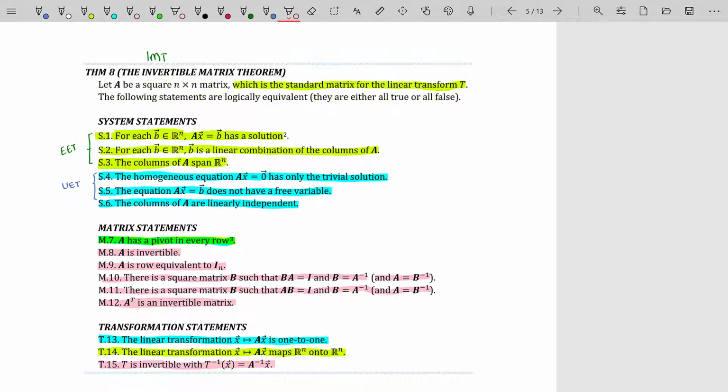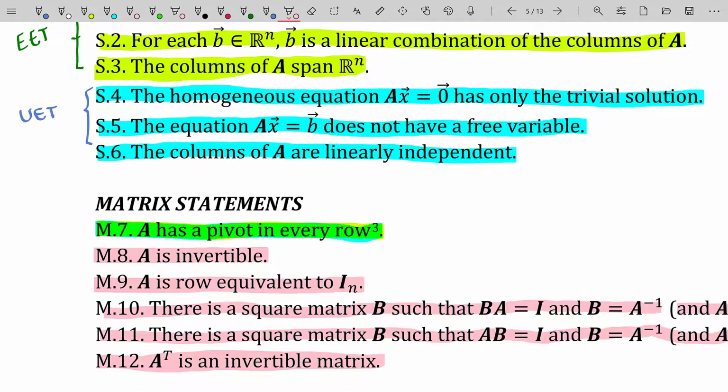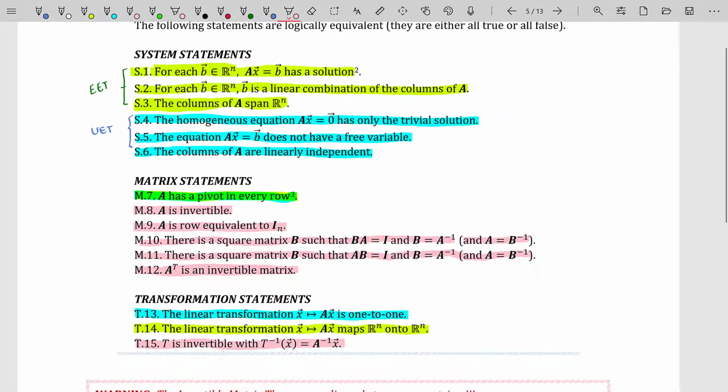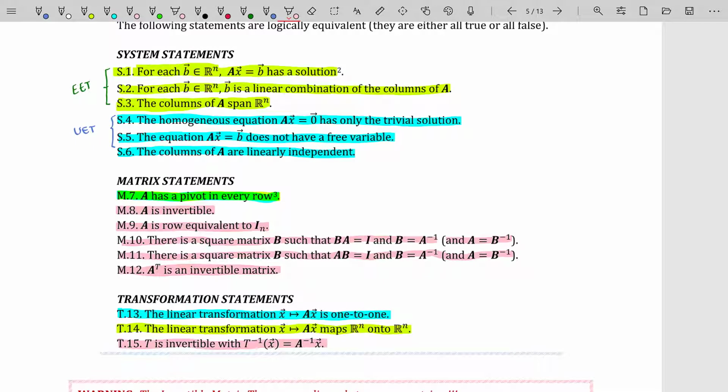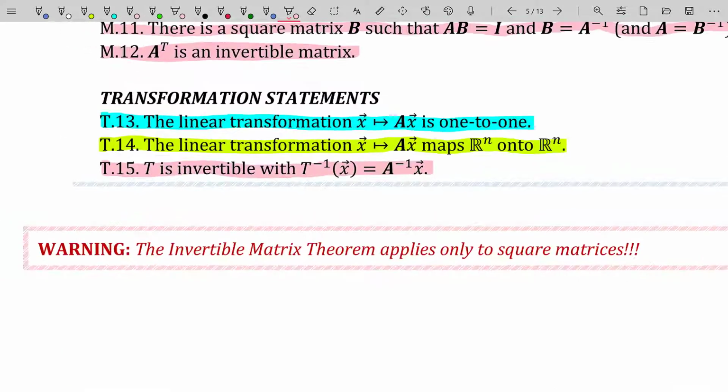Everything in yellow, except for this stuff right here, is from the existence equivalence theorem. Everything in blue is from the uniqueness equivalence theorem. That green is from both of those theorems. And then finally, the pink is all new inverse matrix statements that we've learned from our previous lectures in the past, maybe one or two videos. Little warning at the bottom here, the invertible matrix theorem applies only to square matrices. I've said that enough, so I hope that makes sense to you.